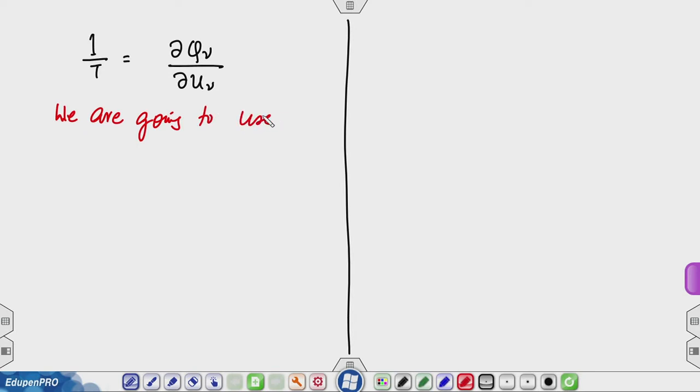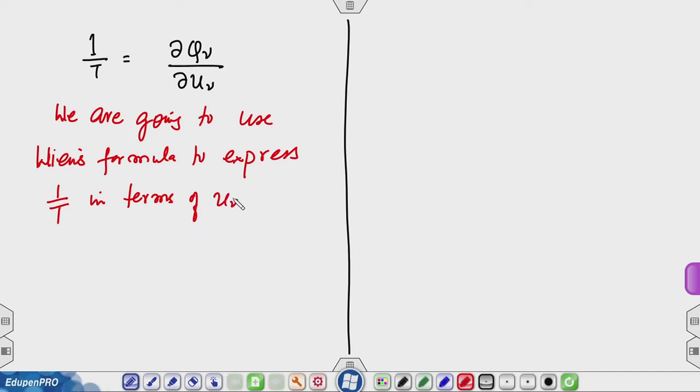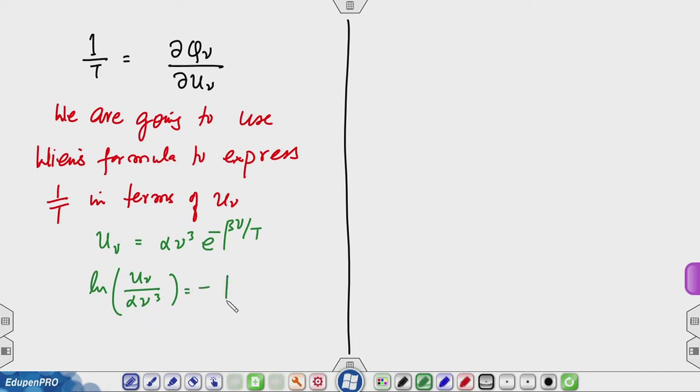And now we are going to use Wien's formula to express 1 over T in terms of u. Recall that Wien's formula says that u nu is equal to alpha nu cubed e raised to minus beta nu over T. And therefore, you take log on both sides, log of u nu over alpha nu cubed is going to be minus beta nu over T, or 1 over T is equal to minus 1 over beta nu log of u nu over alpha nu cubed.